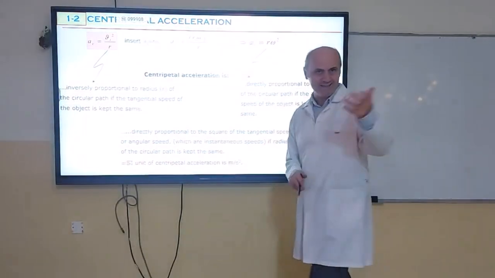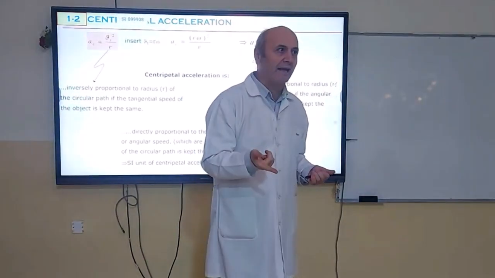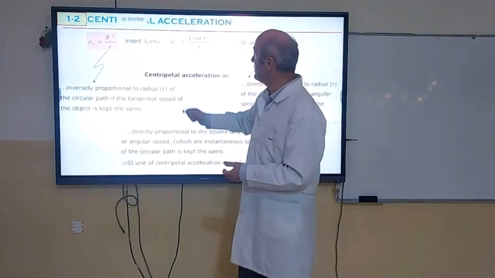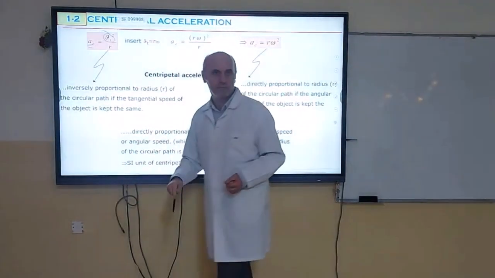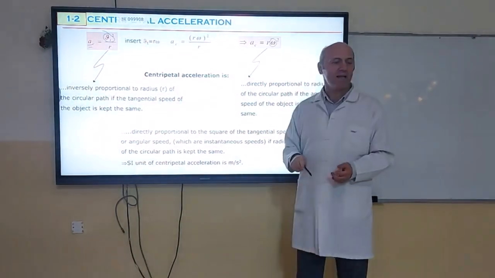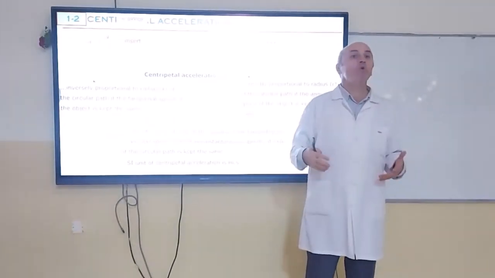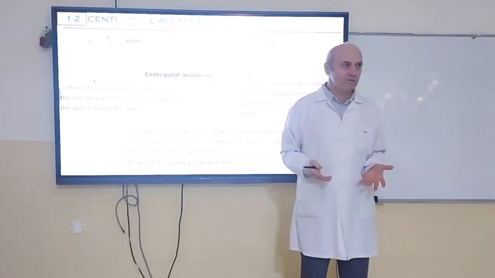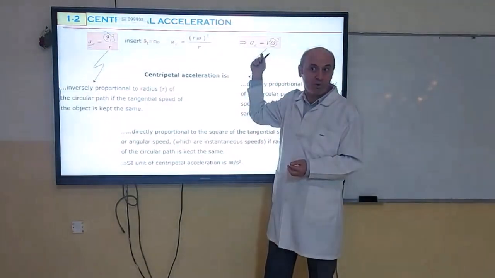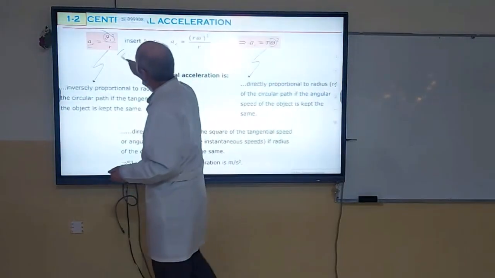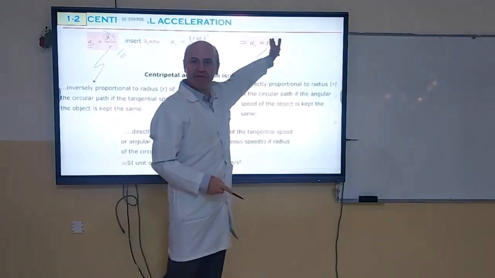As I said, as speed increases, direction change becomes quicker, so AC increases. Look at these two equations. AC: VT is in the numerator, omega is also in the numerator, so increasing tangential speed or increasing angular speed both cause increasing centripetal acceleration. Both are squared. But in this equation, it's V squared over R. R is in the denominator, but here R is in the numerator.